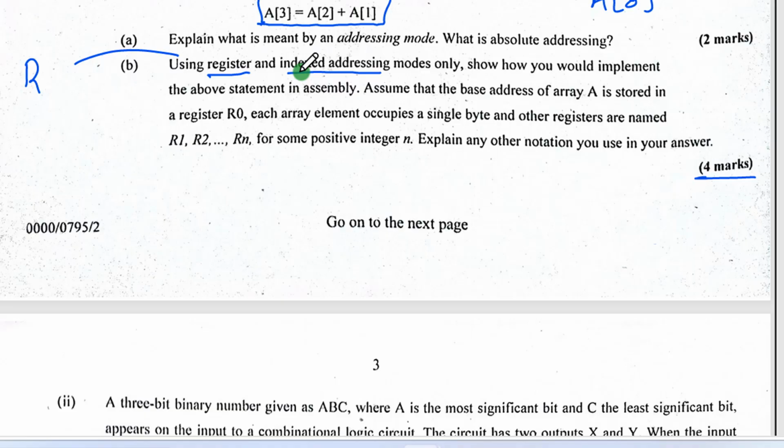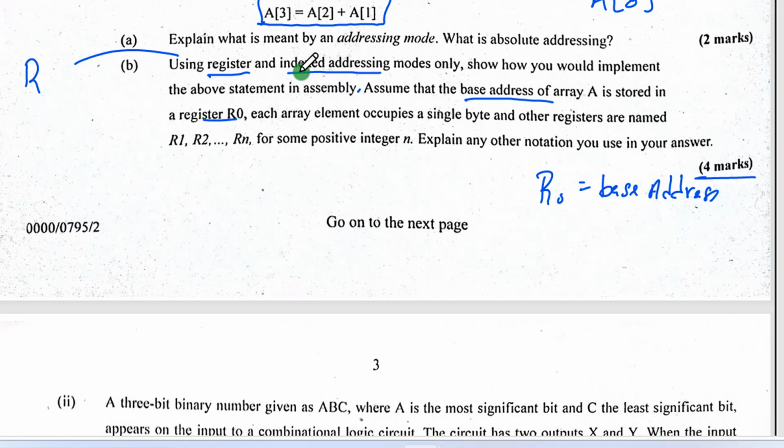Good. We continue. So you know the addressing mode to use. Now they say show how you will implement the above statement in assembly. They say assume that the base address of array A is stored in a register R0. As I was telling you, all what we are doing, we must store it somewhere in register because it's a register. And this question is already telling you that R0 here is your base address. So always take your base address first. This is the first relevant information we are having. The first one was using register indexing.